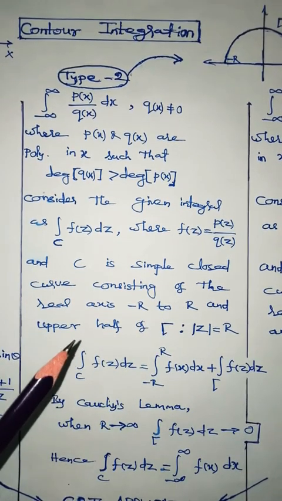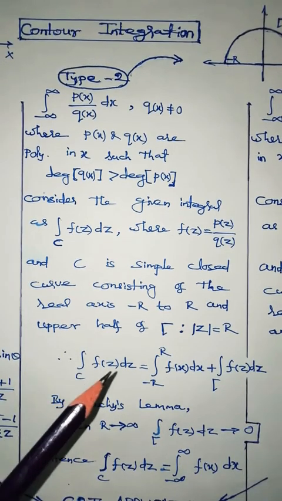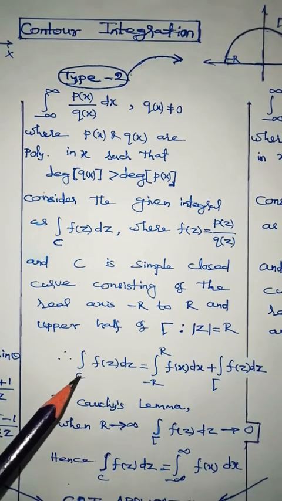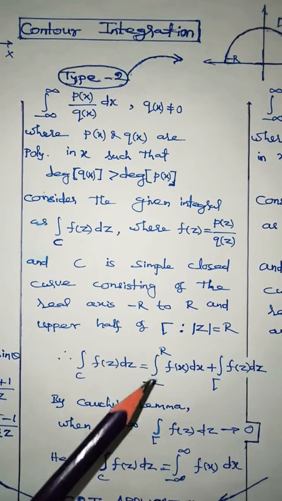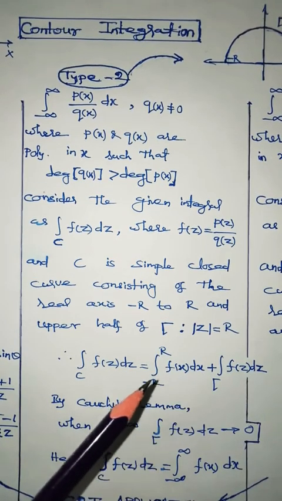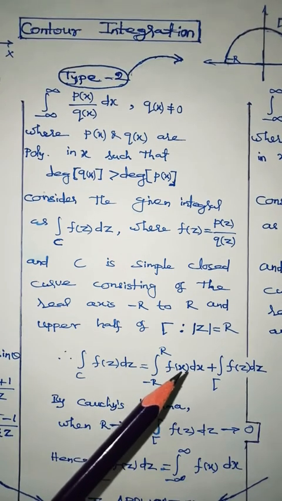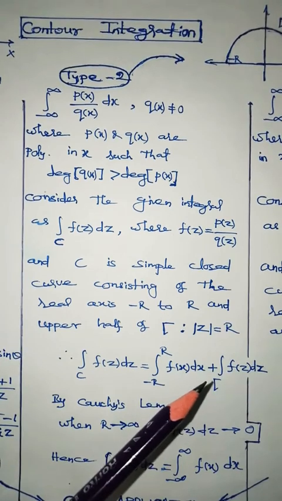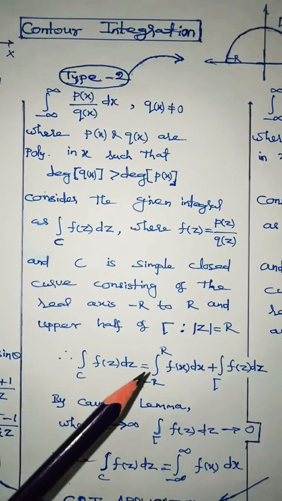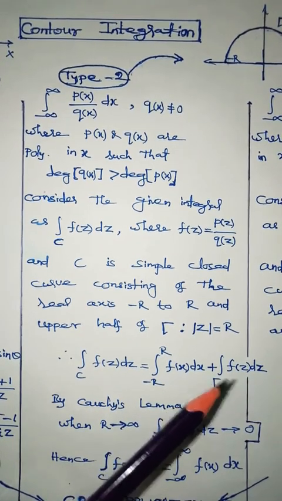Now, after this assumption, our integral over C of f(z) dz is equal to the integral from minus R to plus R. Already said, C consists of two parts: one is minus R to plus R, the diameter, and the curve gamma. Minus R to plus R is on the real axis, so it's a function of x, whereas the gamma part has both real and imaginary parts, so it's a function of z. Now integral over C of f(z) is equal to the integral from minus R to plus R of f(x) dx plus the integral over gamma of f(z) dz.